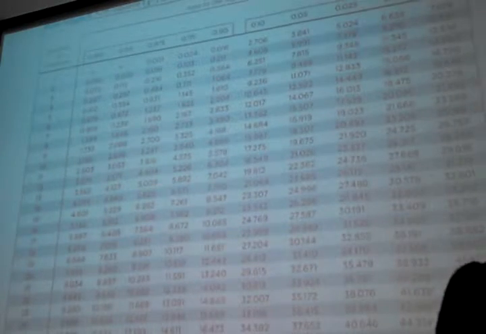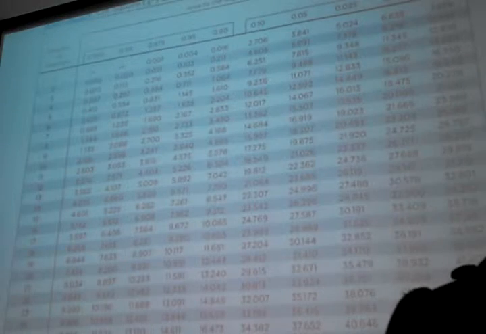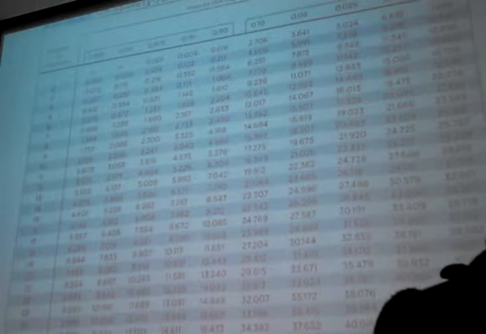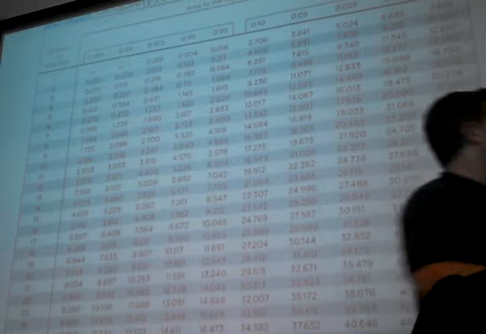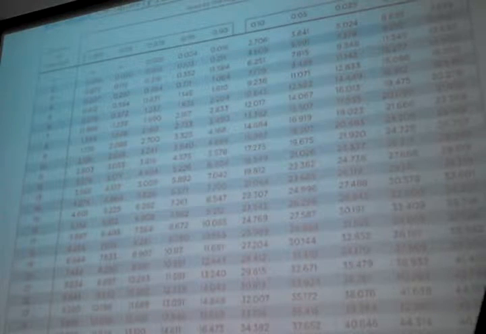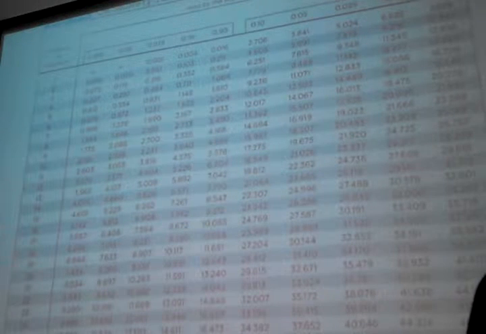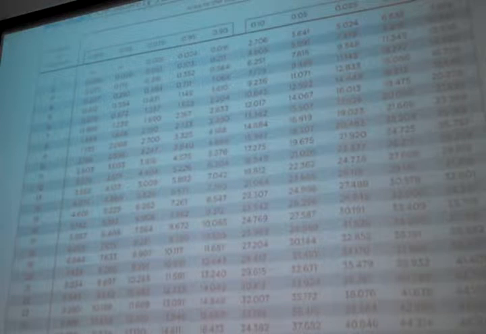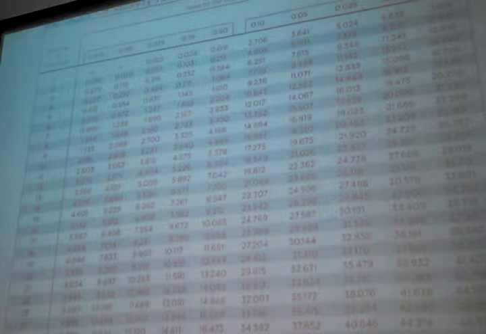So let me give you a situation. If we had n was 41, and I want a 98% confidence interval.